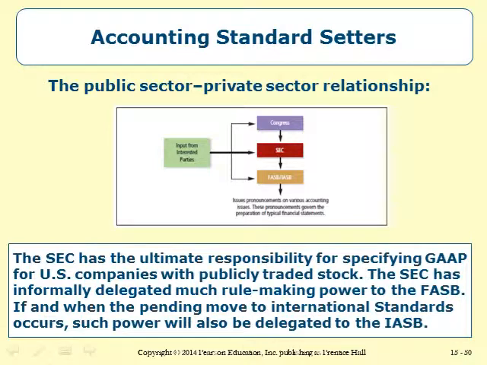So the SEC has the ultimate responsibility for specifying GAAP for U.S. companies with publicly traded stock. However, the SEC has informally delegated much rule-making power to the FASB. Even when the pending move to the international standards occurs, such power will also be delegated to the IASB.